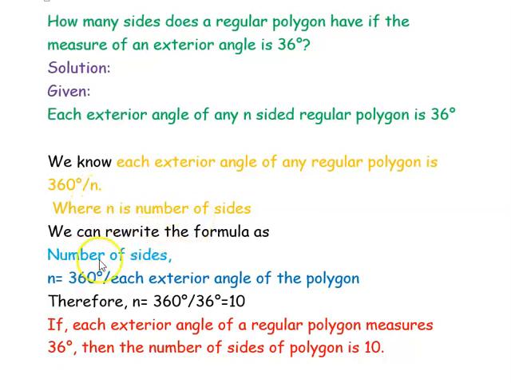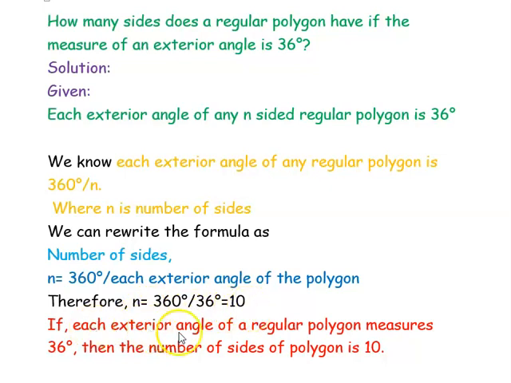Now we want to find the number of sides. So we are going to rewrite this formula as number of sides n equal to 360 degrees divided by each exterior angle of the polygon. So now we are going to apply the given question in this formula. So now n equal to 360 degrees divided by the given exterior angle, 36 degrees. So 360 degrees divided by 36 degrees, if you simplify that you will get 10. So the number of sides is 10.